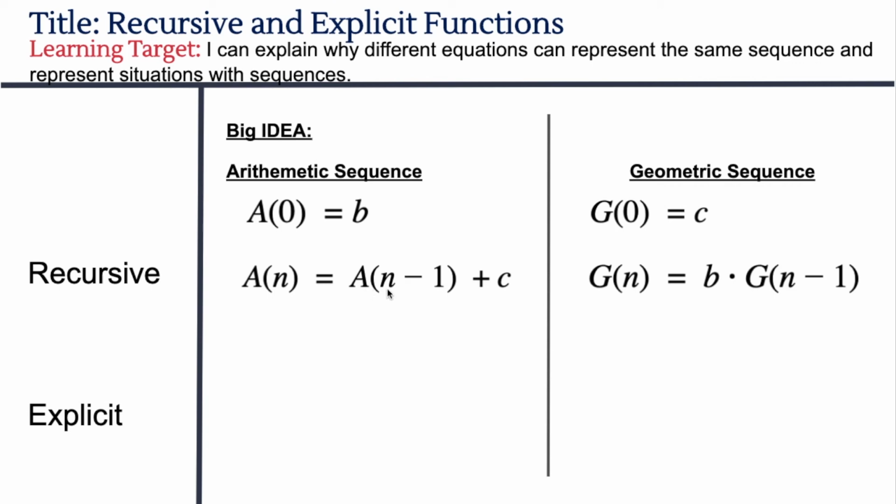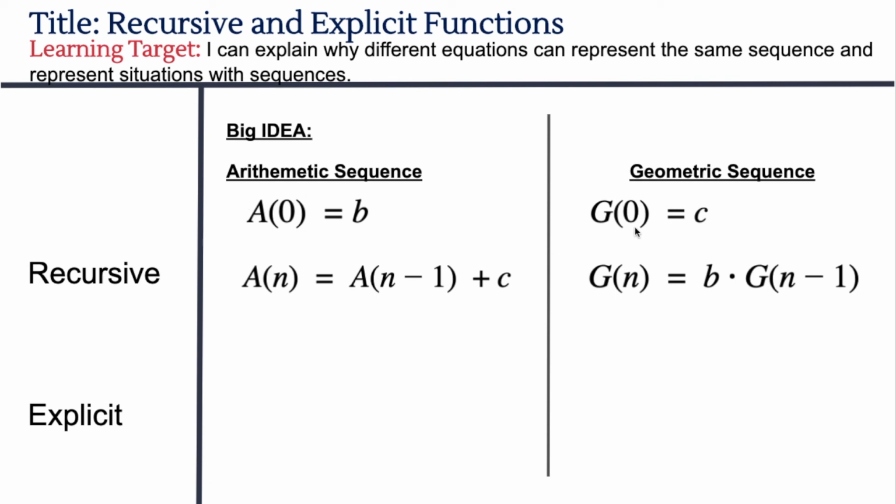Notice that a of n minus 1, the previous term, always shows up in recursive functions. Okay? So in a recursive function, I'm starting at b, and then I'm adding c every time. Now c could be positive or negative, but I'm adding it every time. So you take the previous number plus c. Previous number plus c, right? That's the function that we're going to write for arithmetic sequences, recursively.